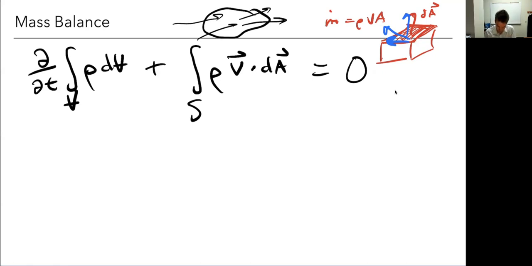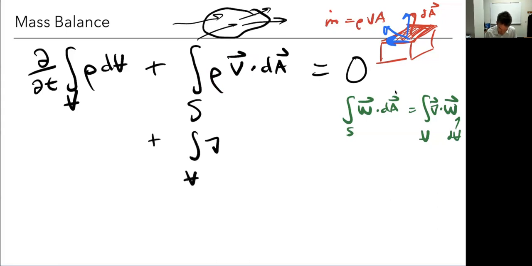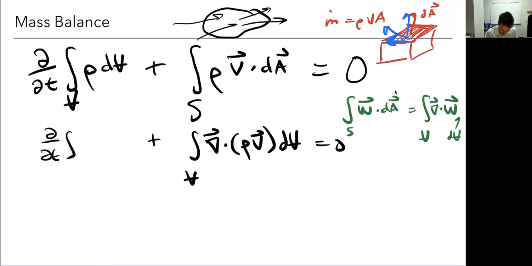If you recall from the math review, if I have some generic vector, I'll just call it W to give it a different symbol, and I integrate over an area, that's equal to integrating over a volume where I take the divergence of that vector, and there's a little dV there, right? Integrate over the whole volume. So in this case, my W is this entire term here. This term, I could write also as the integral of the divergence of rho V, right? And then this term is the same. So I'm now integrating over a volume, integrating over the same thing, so I can collapse this into one integral. And you may also remember that the order of differentiation and integration is interchangeable, so I can bring this under the integral.